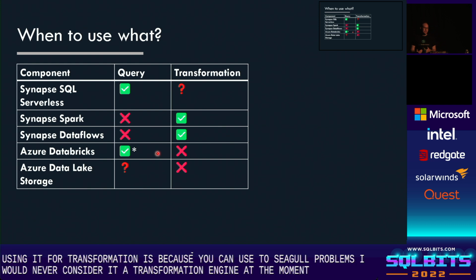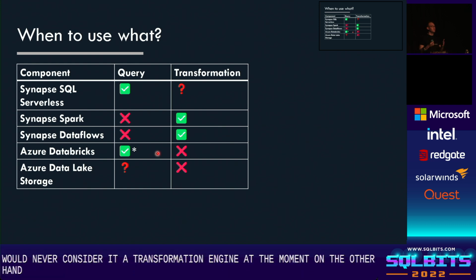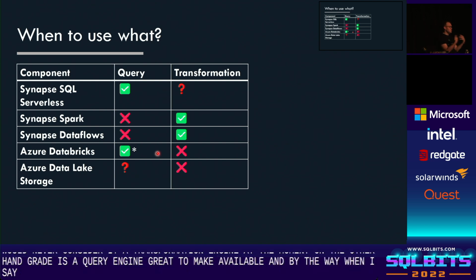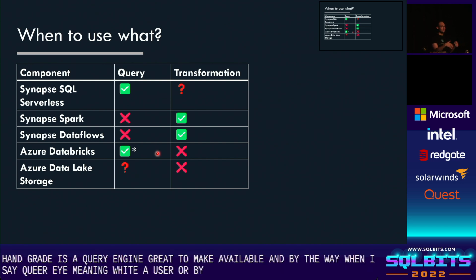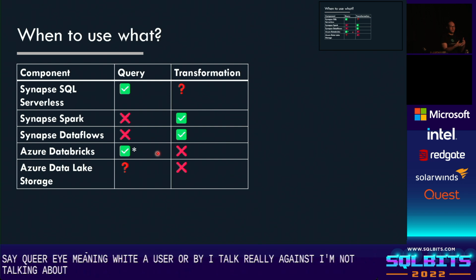On the other hand, great as a query engine, great to make data available. And by the way, when I say query here, I'm meaning like a user or a BI tool querying against it. I'm not talking about querying that data to then transform it. What about on the Synapse Spark side?